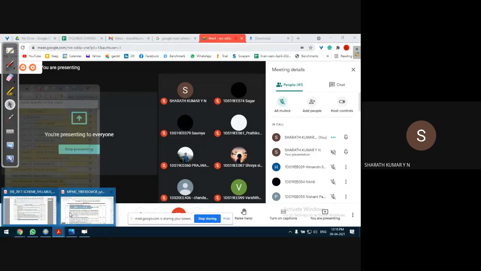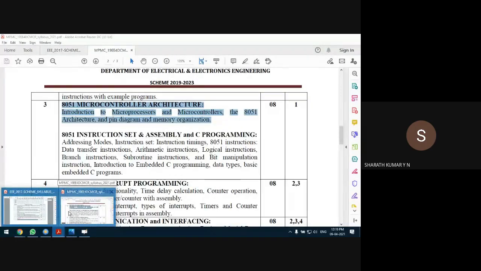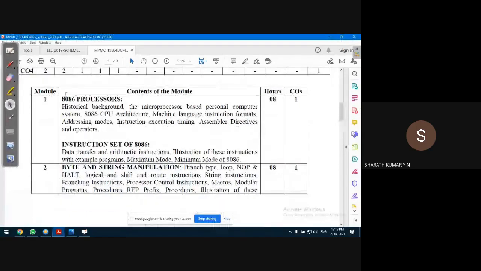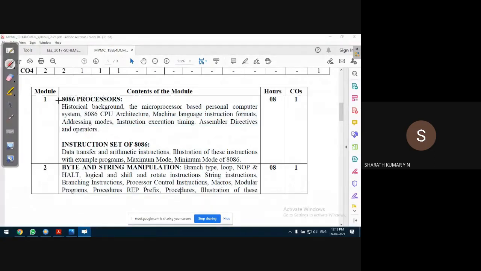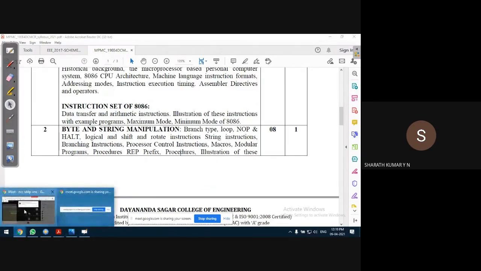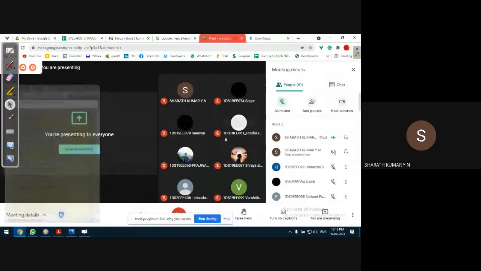Now let us quickly look into the syllabus. So the first unit and second unit deal with the 8086 processor. As we discussed earlier, since next semester we have a laboratory based on 8051, our discussion will start with the 8051 microcontroller. That's from the third unit, and for the first test also we'll have portions from the third unit.